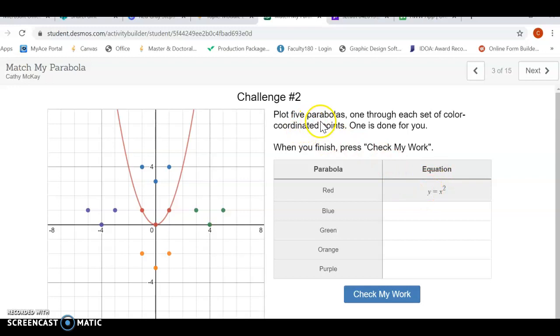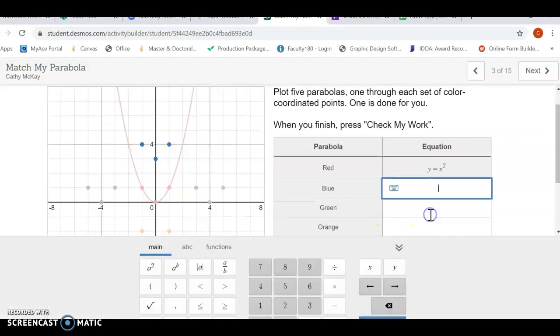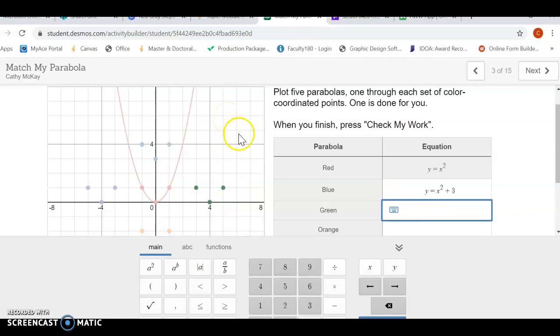It says plot 5 parabolas, one through each set of colored coordinate points. One is done for you. So the red one is going to be y equals x squared. Now I want to try to do the blue one. Notice how we call this area the vertex, and notice how the vertex moved up 1, 2, 3. So if it moved up 3, then it's going to be y equals x squared plus 3. And I'm going to hit enter.